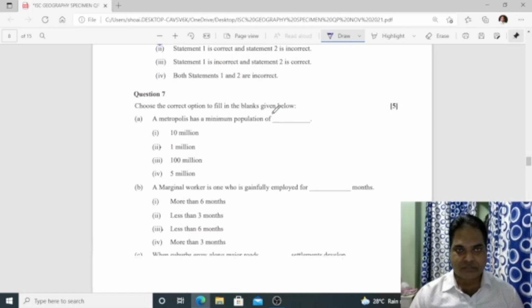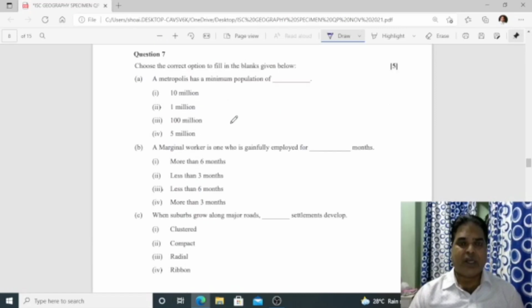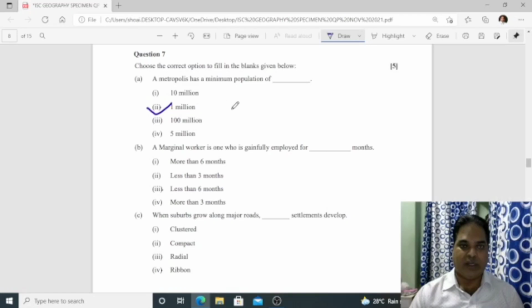Okay. 7. Choose the correct option to fill in the blanks given below. Number A, a metropolis has a minimum population of 10 million, 1 million, 100 million, 5 million. So the correct answer is 1. Okay, number 2, 1 million.